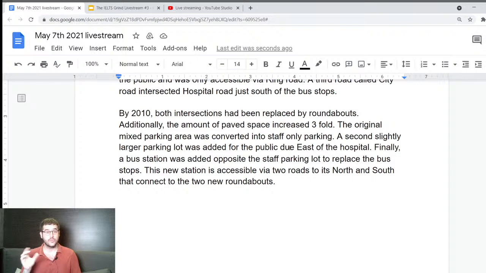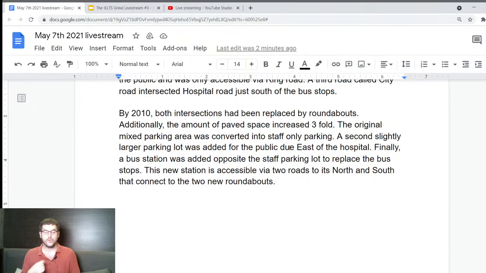Due can be used with cardinal directions, due north, due south, due east, due west, to just say directly north, south, east, west. Finally, a bus station was added opposite the staff parking lot to replace the bus stops. This is nice for two reasons. Opposite another location, I'm saying exactly where it is, and we already said where the parking lot was, so they know exactly where it is on the map.